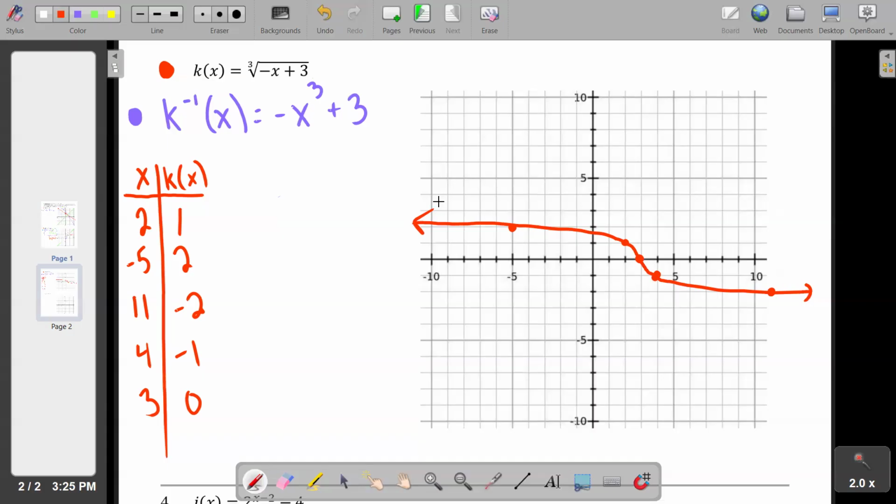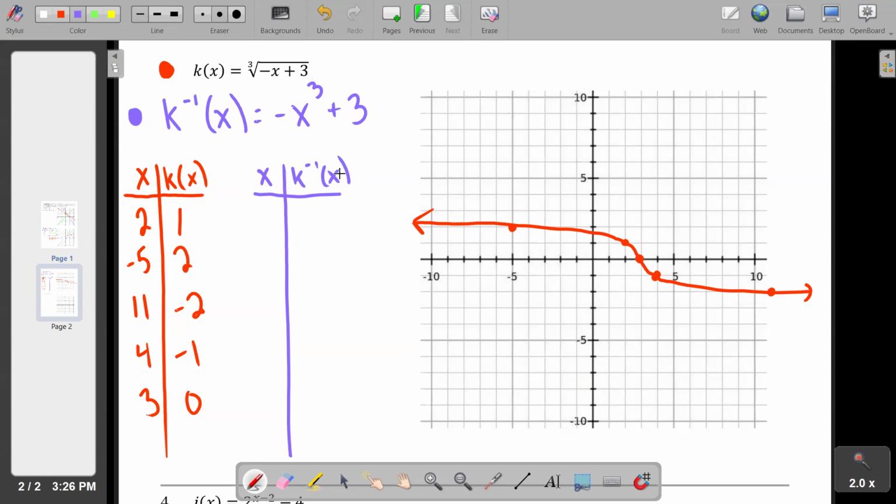All right, now it's time to do the other one. And the other one's going to be a more comfortable go because we're not dealing with any roots. We just have to be aware of not getting our numbers too out of control. So now I'm going to switch colors and we're going to make a second table. And this time we're not going to call it X and K of X. We're going to call it X and K inverse of X. Like this.